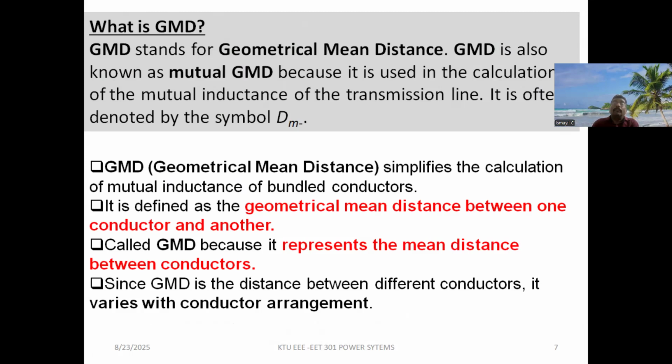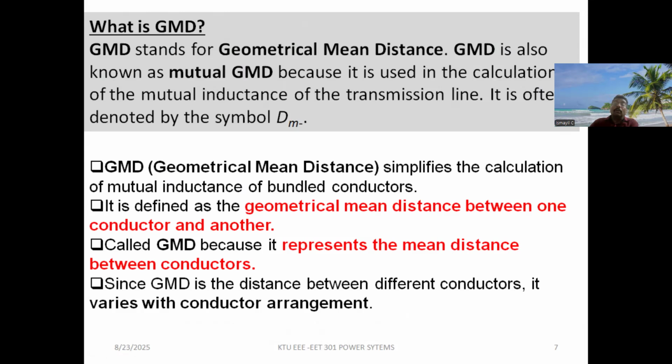That is, in a single phase case, it is the distance between phase and neutral, or the two conductors and the return conductor. In the case of a three-phase, it is the equivalent distance between the three conductors. By using GMD, we can simplify the calculation of mutual inductance between bundled conductors.